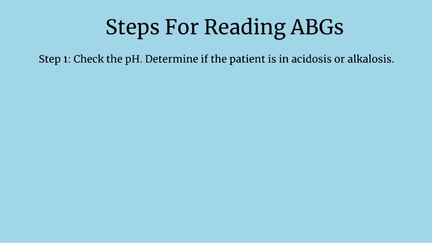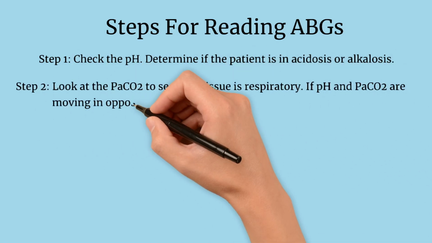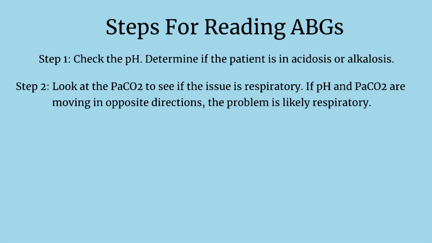Moving into step 2, we're going to look at our PaCO2 and see if it's a respiratory issue. If the pH and the PaCO2 are moving in opposite directions, the problem is likely respiratory. Because the higher the PaCO2 goes, the more acid is going to build up in our system, causing our pH to go down.